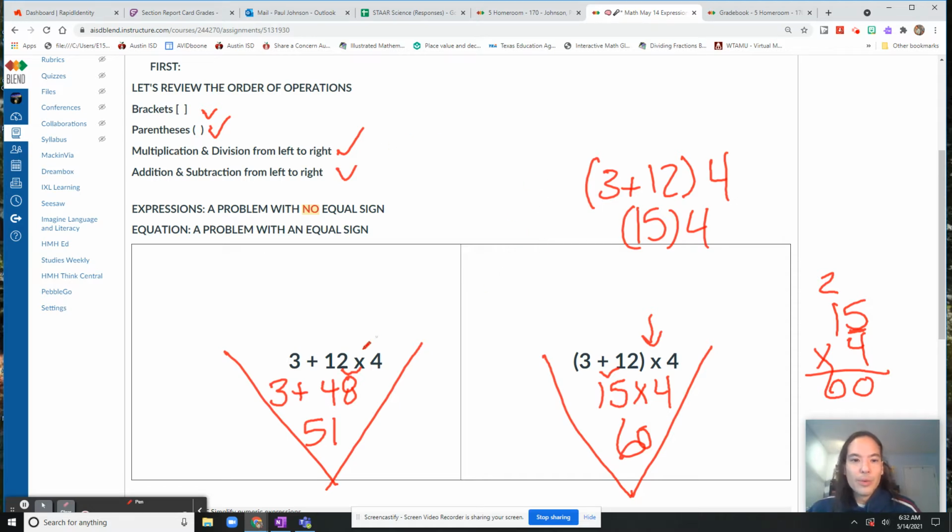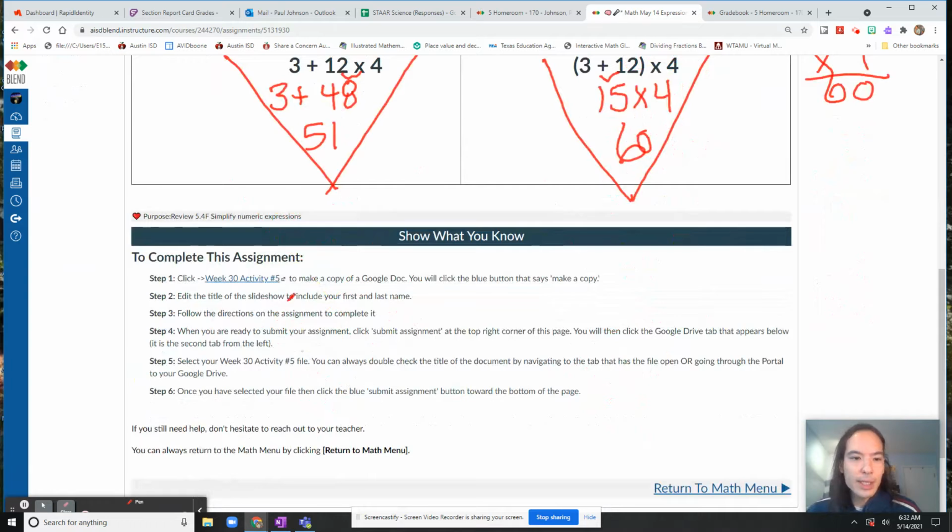All right, so you can have the same exact numbers, the same exact operation symbols, but a set of parentheses tells us that we have to do something first. So that's what happened on this side. We had to do 3 plus 12 first, whereas on this side, we did not do 3 plus 12 first because our first step would have been multiply and divide. So let's take a look at your assignment.